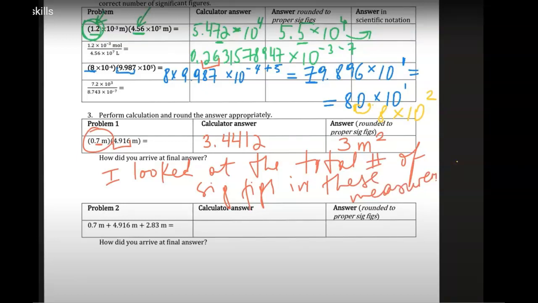Now in the next one, we're going to add, so 0.7 plus 4.916 plus 2.83. So in this case, it's an addition problem, and we have to look at the places after the decimal point. This one has 1 place after the decimal point, 3 places, 2 places. So this is still going to be my determining factor, but not the total number, the places after the decimal point. So it's going to be the answer 8.4, and since we're just adding, it's going to be just meter.